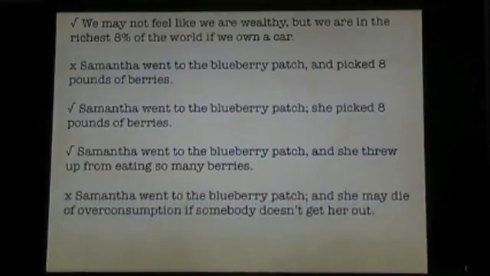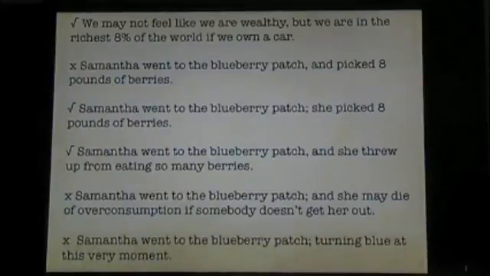This one's incorrect. Samantha went to the blueberry patch; and she may die of overconsumption if somebody doesn't get her out. This one has an X in front of it, so you know it's wrong. Have you been able to figure out what's wrong with it? It's got a semicolon, and it's got a complete sentence, and it has a coordinating conjunction. So we're going to have to get rid of the conjunction and, or we need to turn the semicolon into a comma. Either one of those will fix it.